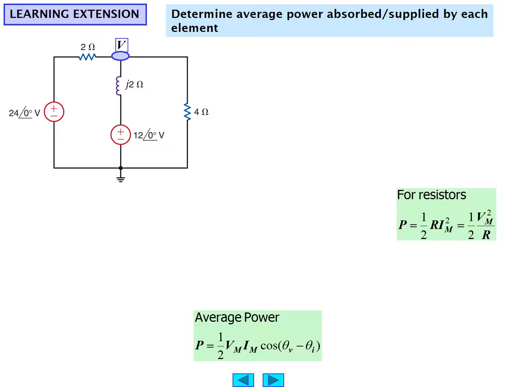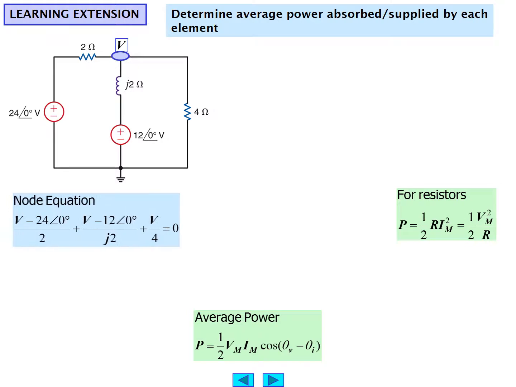We can do this by looking at the node V with respect to ground and doing a nodal equation for the currents that sum into that node. We would get V minus 24 angle 0 held back by the impedance, which in this case is 2 ohms, plus V minus 12 angle 0 held back by the impedance j2, plus the voltage V held back by the impedance, which is just 4 ohms. So we have one equation and one unknown, V.